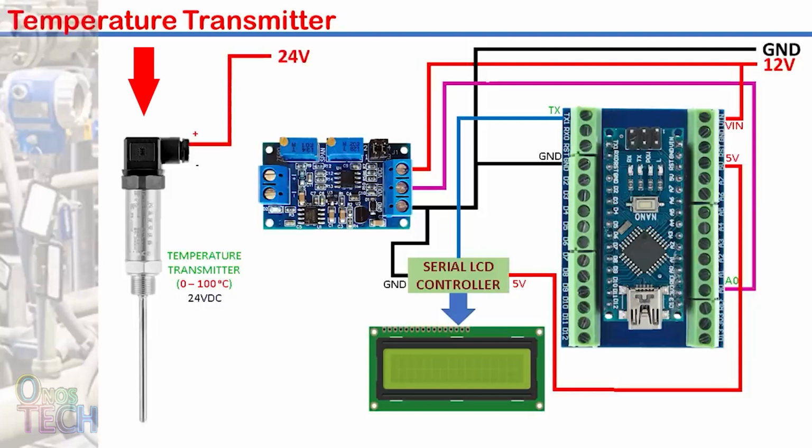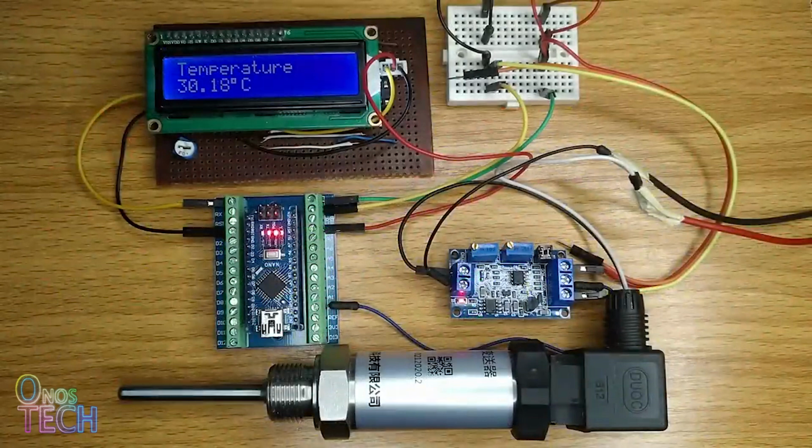You can have a 4 to 20 mA transmitter sensor replace the potentiometer to measure industrial parameters through a current to voltage converter module. See the link at the top right corner of this video or in the description.